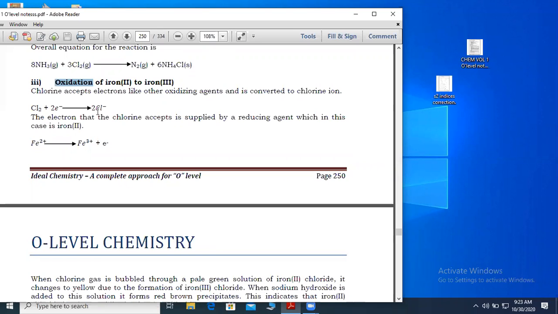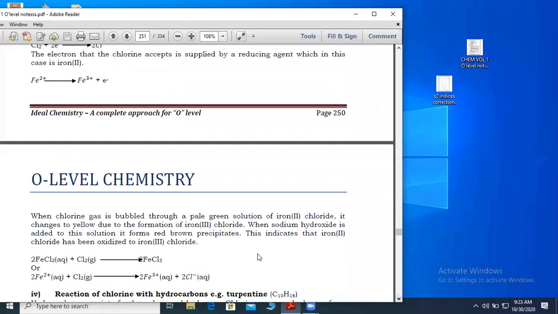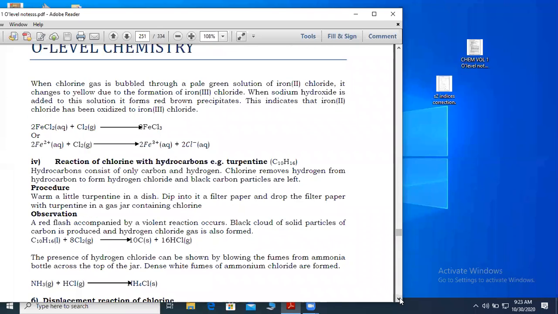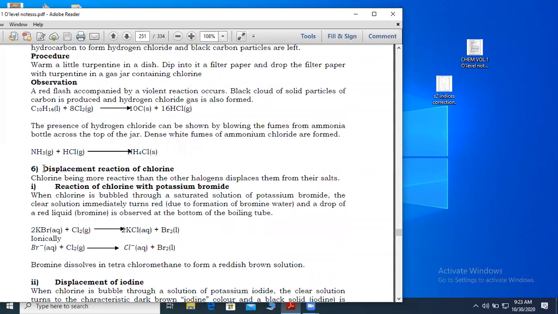So I'm repeating these things because they are very important. You people, please take time, go through the work. The questions I give you are also equally important because they summarize what we have been looking at. So let us move on now, and I'm introducing something new: displacement reactions.